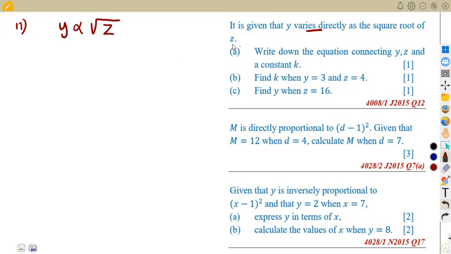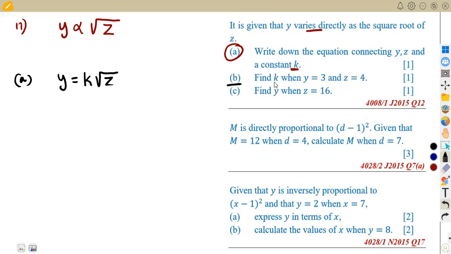The first part of our question here is to write down the equation connecting Y, Z, and a constant K. So the constant is supposed to be part of our answer. So meaning to say, A: Y is going to be equal to, remember we introduced the equal sign with the constant at the same time, K times the square root of Z. You are done. That is question A.